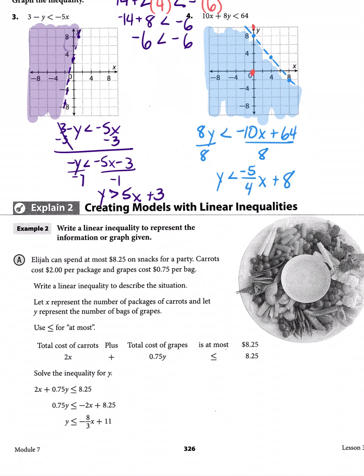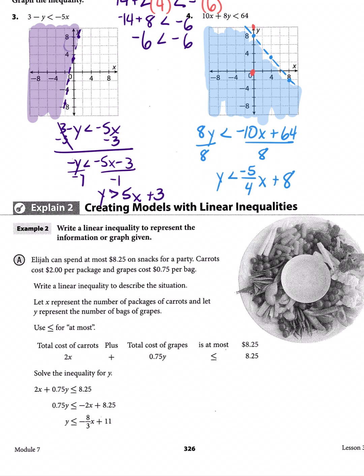Moving along, it says write a linear inequality to represent the information or graph given. Elijah can spend at most $8.25 on snacks for a party. Carrots cost $2 per package and grapes cost 75 cents per bag. Write a linear inequality to describe the situation. Let x represent the number of packages of carrots and y represent the number of bags of grapes. Use the less than or equal to symbol for at most.